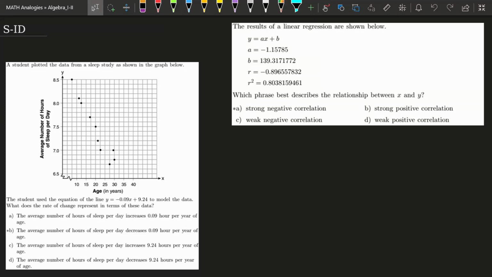Now, let's look at the top problem. We have linear regression yielding y equals ax plus b and an r value of negative 0.89. So the r value is negative, so that's telling us negative.